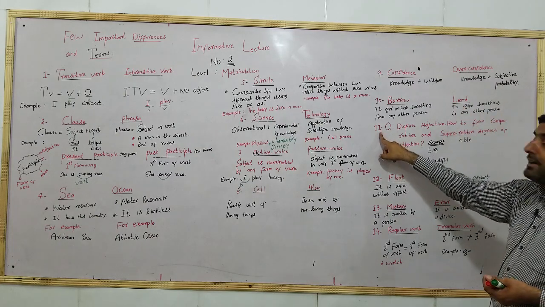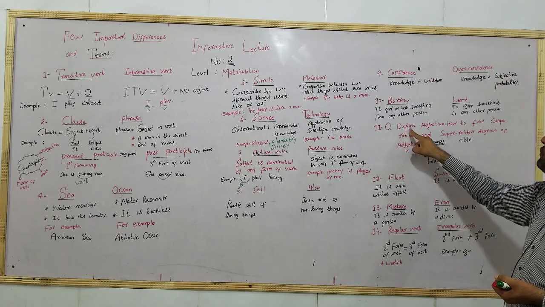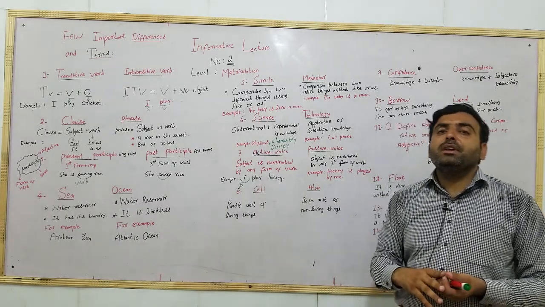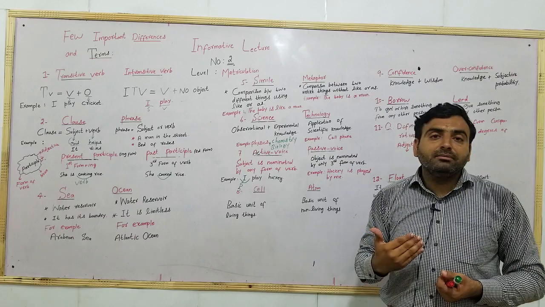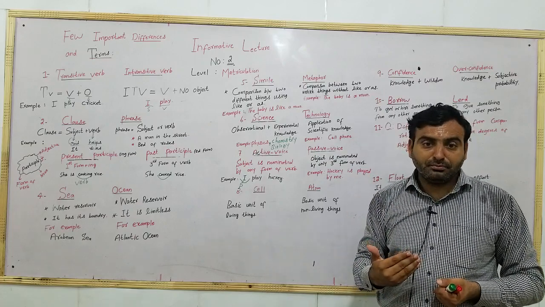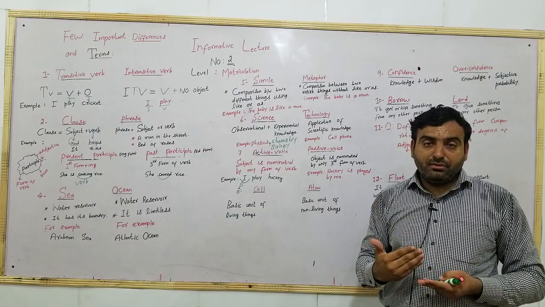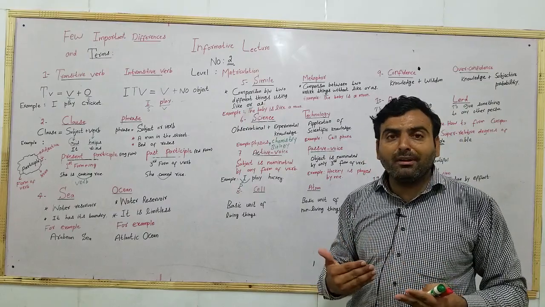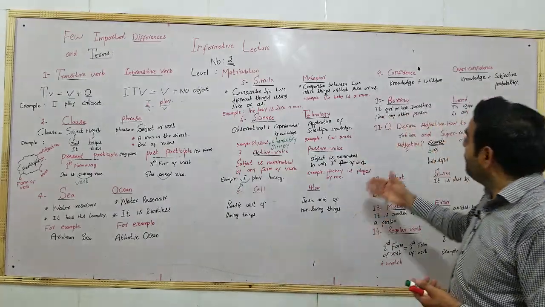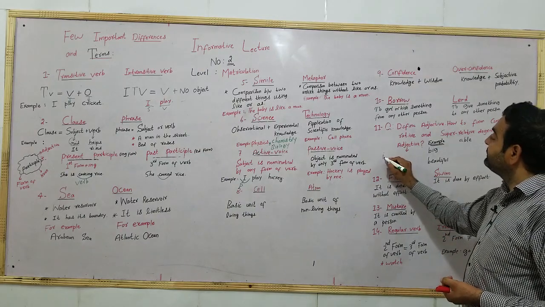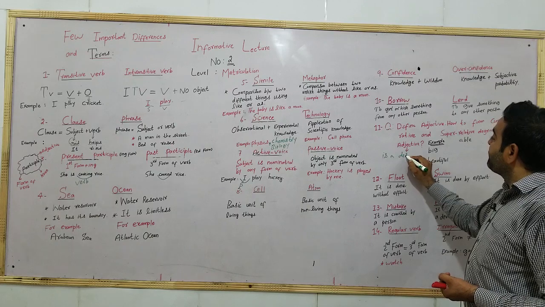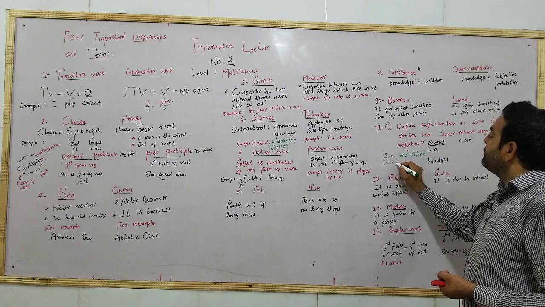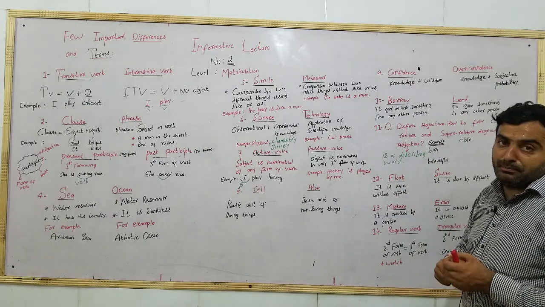Now come towards number 11. Question is define adjective. My dear students, adjective is a quality of a noun or pronoun. It is describing what? The quality of a noun or pronoun is also called an adjective. Similarly, adjective is a describing word, as it describes a noun or pronoun.